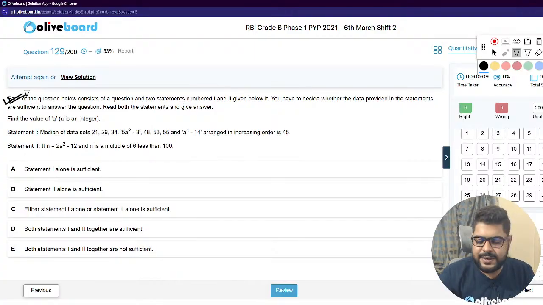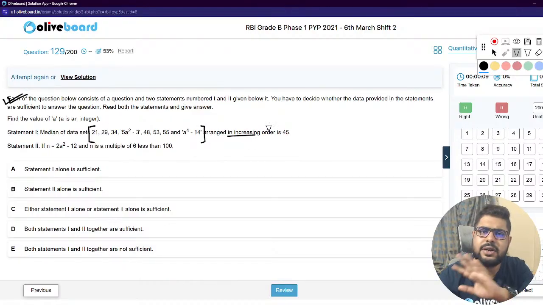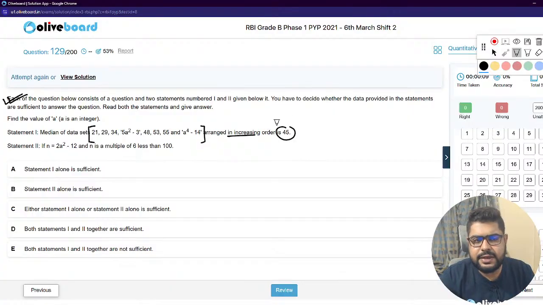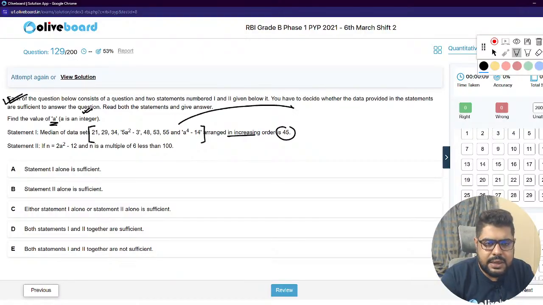Let's see. DS question, data sufficiency. The median of the data set, arranged in an order, increasing or decreasing, both work, is given. They are asking to find the value of A. A is one of the integers. Median, what happens? How many terms? 1, 2, 3, 4, 5, 6, 7, 8.